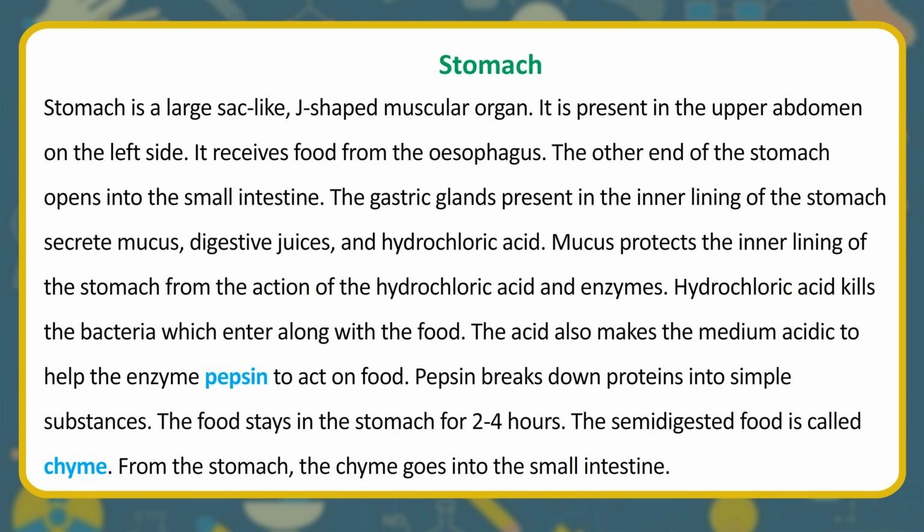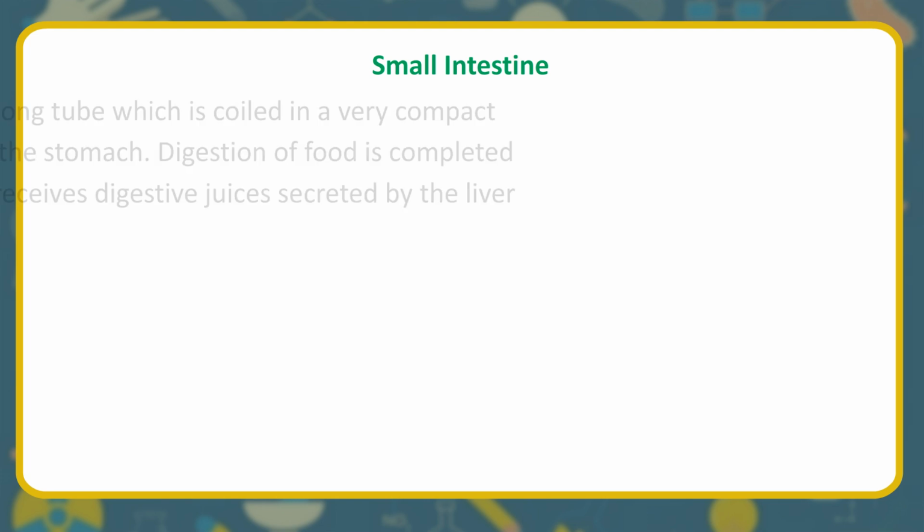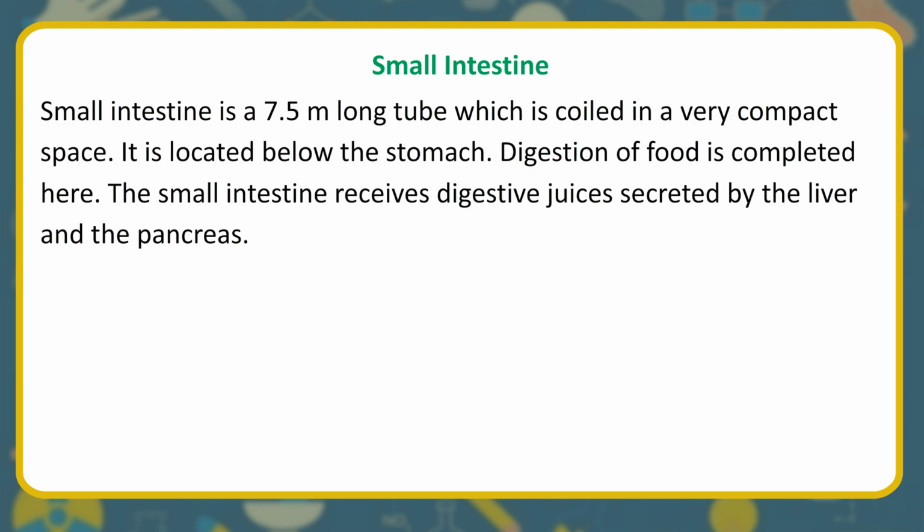The food stays in the stomach for 2-4 hours. The semi-digested food is called chyme. From the stomach, the chyme goes into the small intestine. Small intestine. The small intestine is a 7.5 m long tube which is coiled in a very compact space. It is located below the stomach. Digestion of food is completed here.